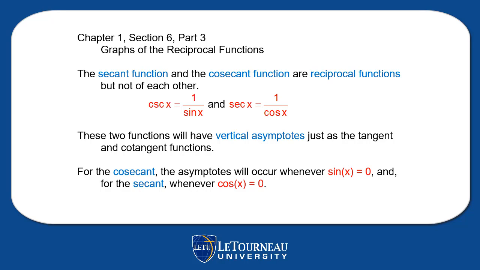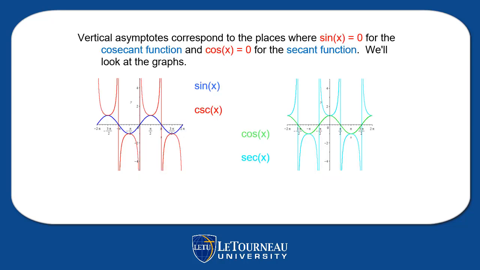For cosecant, the asymptotes occur where sine of x equals 0. For secant, where cosine of x equals 0. Vertical asymptotes correspond to the place where the sine of x equals 0 for cosecant and the cosine of x equals 0 for the secant. We'll look at the graphs here. There's the sine of x and the cosecant, the cosine and the secant.